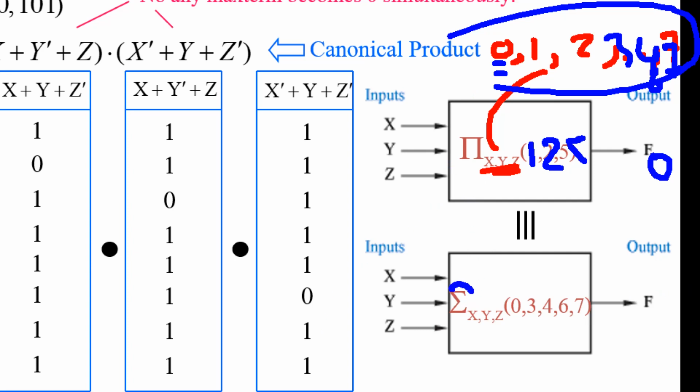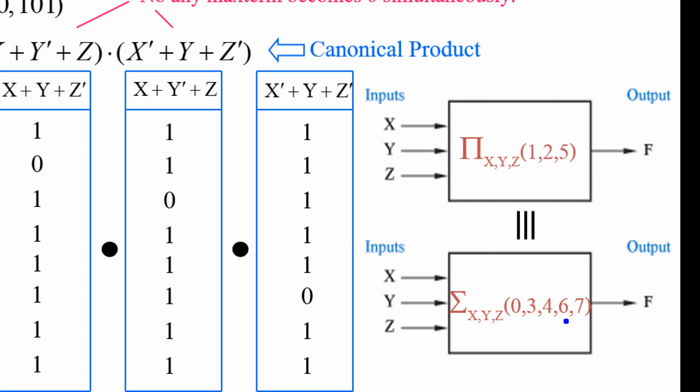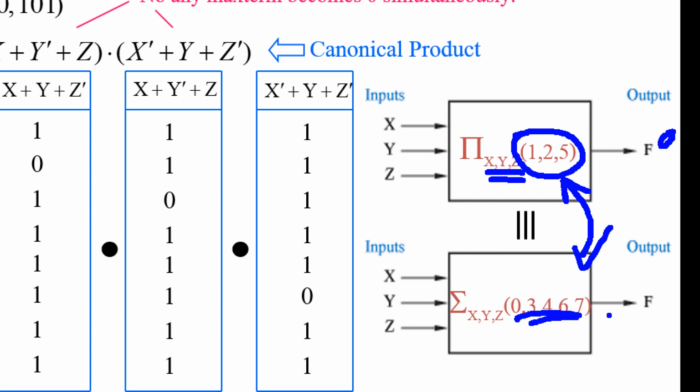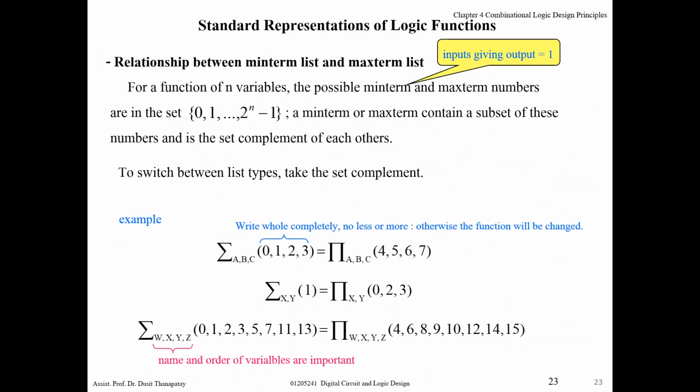So you can write in this form, on-set or minterm list, with this expression. It's equivalent. So that means you can convert between them by considering all possible values. The values that make the function 0, the left-over values will make the function 1. So very easy. That is the relationship between the minterm list and the maxterm list.